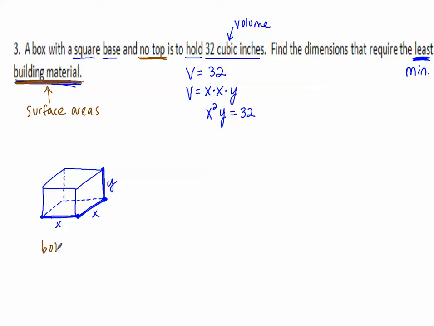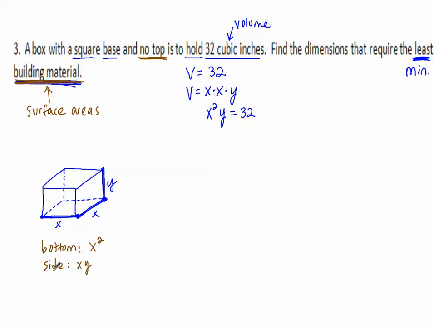So the bottom, it's a square, x times x, or x squared. The side is a rectangle, maybe a square, but the most I can say is that it's rectangular, so x times y. But there's a left side that's the same as the right side. And there's a front that's also x times y and a back that's also x times y.